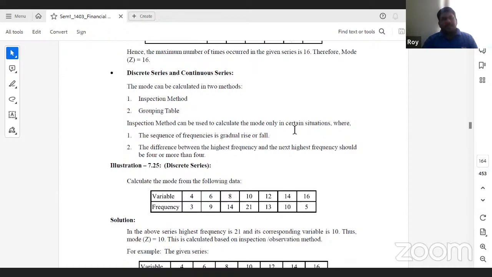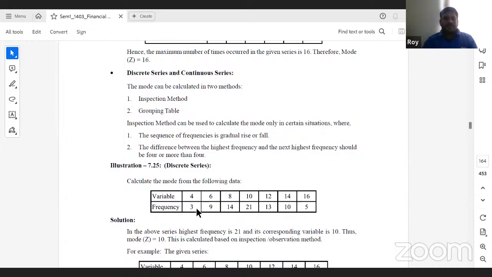The inspection method can be used to calculate the mode in a certain situation where the sequence of the series is gradually rising or falling, whether it is increasing or decreasing. The difference between the highest frequency and the next highest frequency should be 4 or more than 4. This is very important.